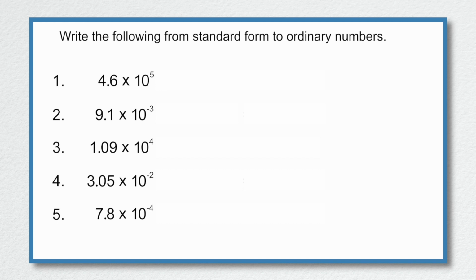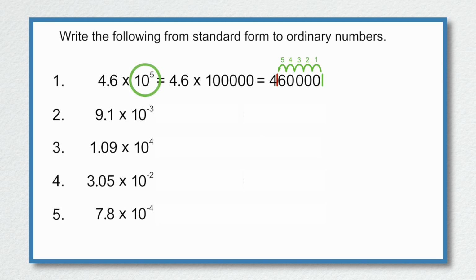So 4.6 multiplied by 10 to the power of 5. Remember that 10 to the power of 5 is 100,000. So basically we've got the calculation 4.6 multiplied by 100,000. And if you're comfortable with multiplying by powers of 10, you end up with the answer 460,000. And the beauty is you can quickly check this to see if you got the right answer by marking in the cutoff point where the decimal point is, and then counting the move from the decimal point to the cutoff point. 1, 2, 3, 4, 5, and that matches up with the 10 to the power of 5.